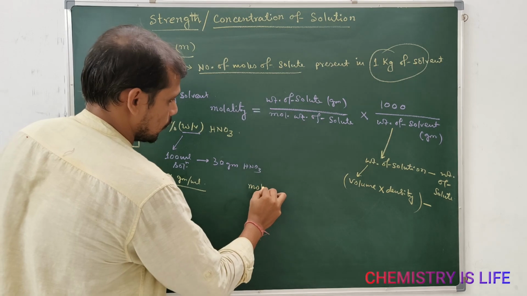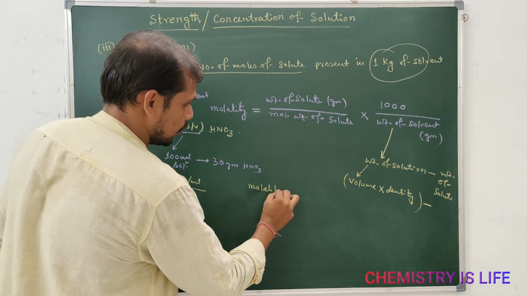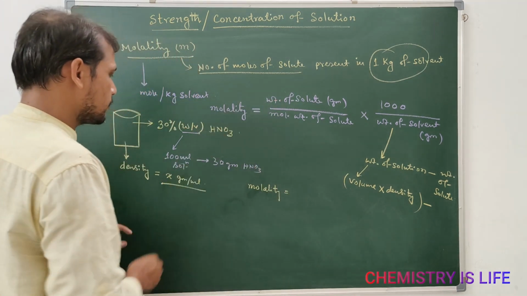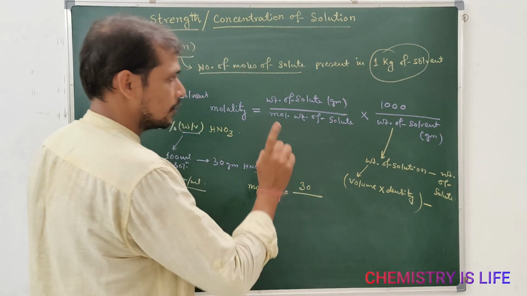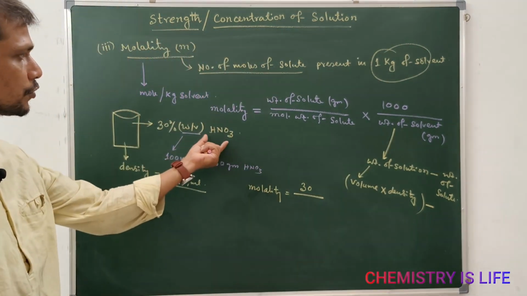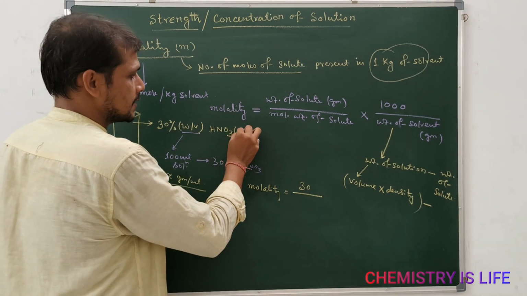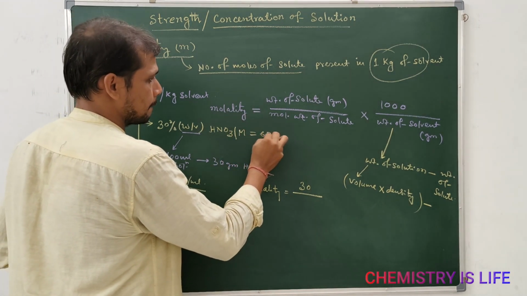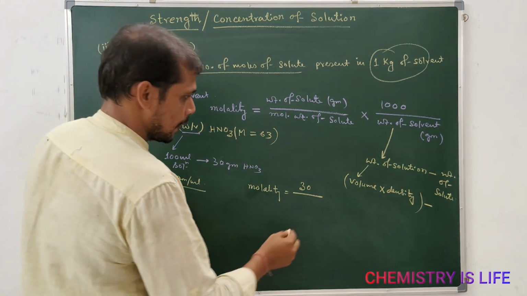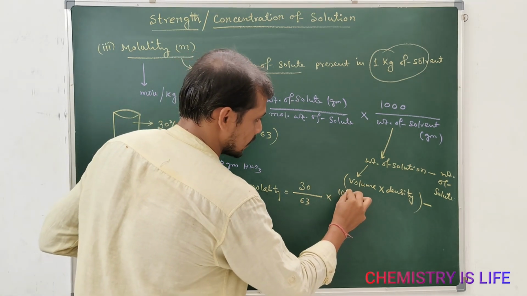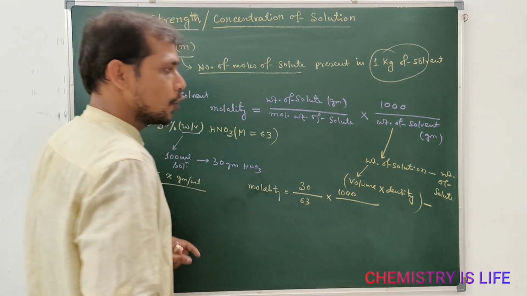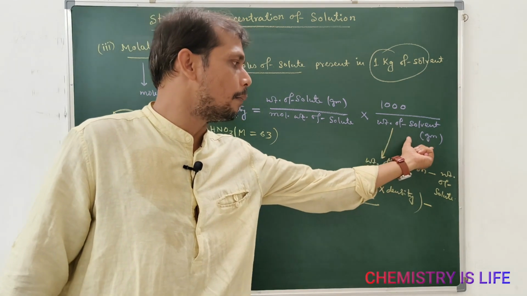So we will put the formula of the molality. Weight of the solute, that is 30 gram HNO3, that is 30 divided by molecular weight of the solute. HNO3 has a molecular weight of 63. Okay, so 63 into 1000 divided by weight of the solvent in gram.